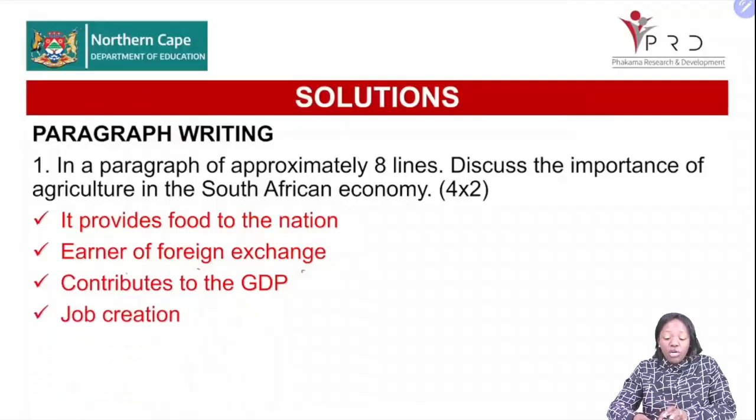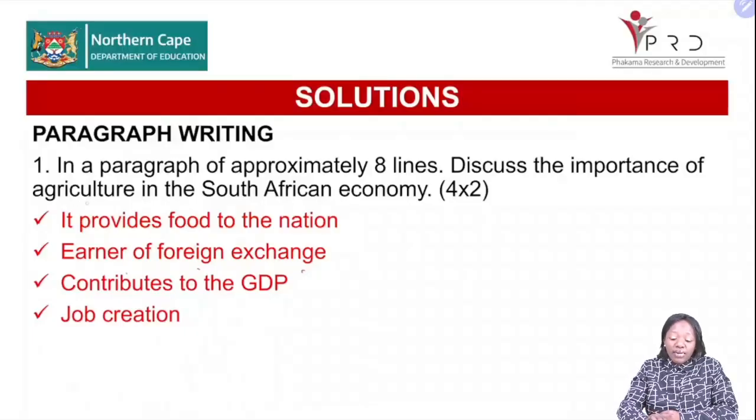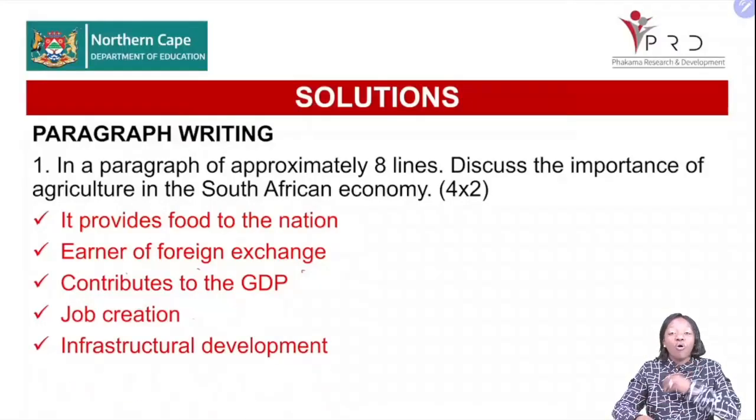Then number 4, the job creation. Again, you cannot just say job creation and then you expect to get the full mark. You're supposed to indicate how that job will be created. So again, through the industries that will be formulated because of agriculture, there will be many people who will be employed, which means now job creation will be higher. So remember, you need to give a fact, then you give it in a full sentence or you support your statement so that you make sure that you collect all the marks.